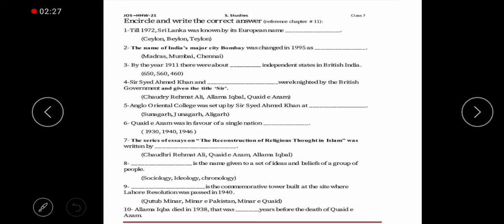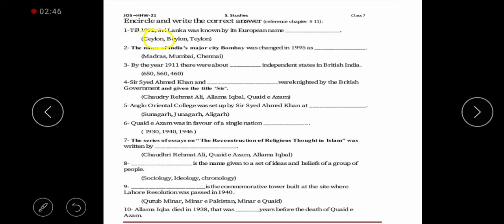The first one is, till 1972, Sri Lanka was known by its European name. You have been given 3 options, and Sri Lanka was known as Ceylon. So you have to circle it and then write the answer in the blank.